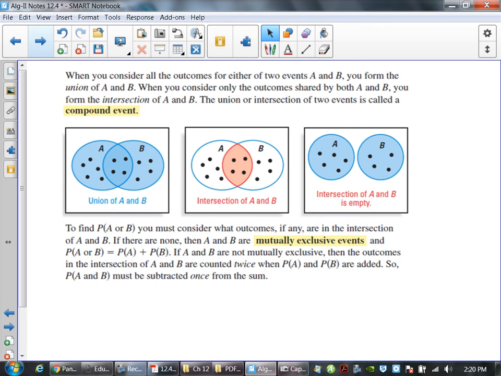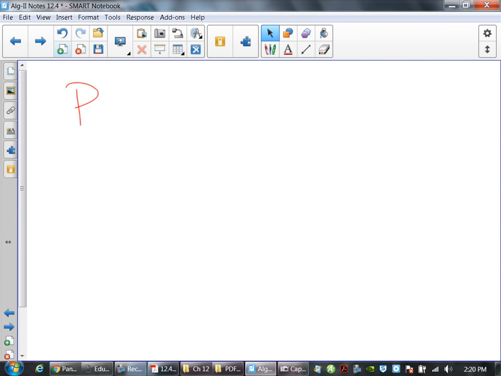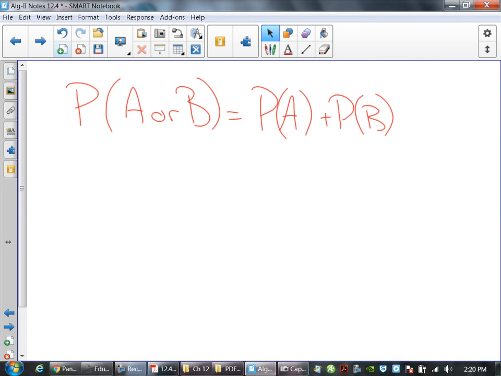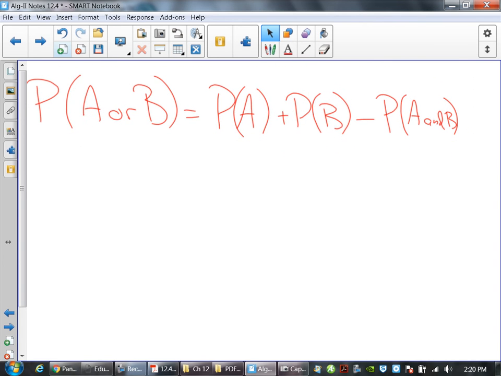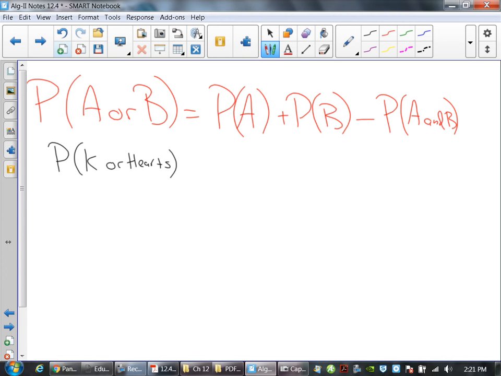Does that make sense? That's all that is. We will do a little bit of this where the probability of A or B is going to be the probability of A plus the probability of B, subtract out the probability of A and B. This is the long form of the probability of a king or hearts. That's the long form way of doing it.